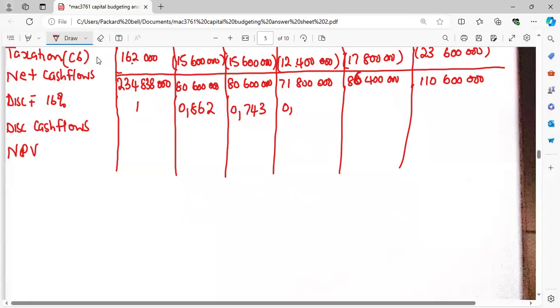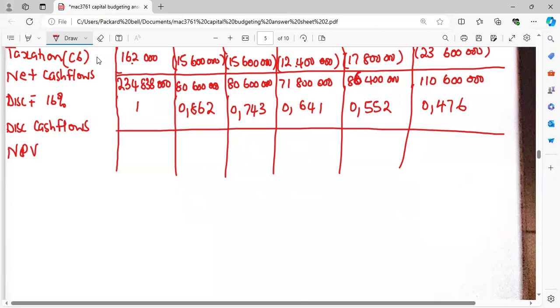0.641. Then the second last, divided by 1.16, is going to be 0.552. Then the last one divided by 1.16 is equal to 0.476.